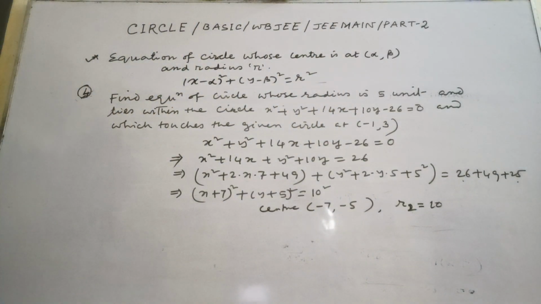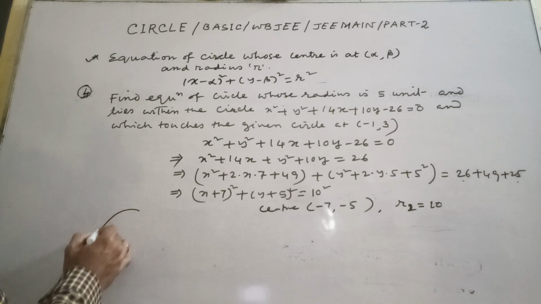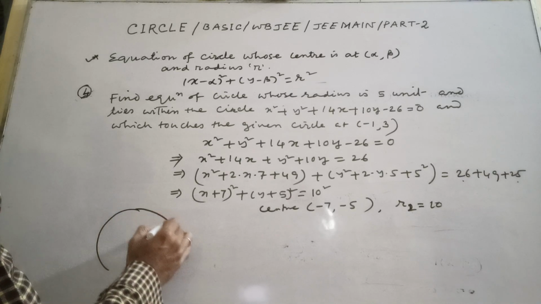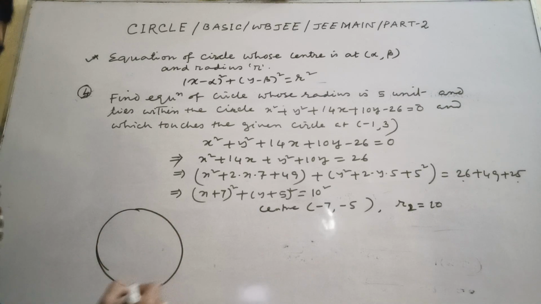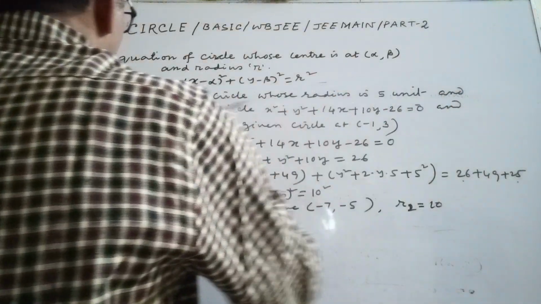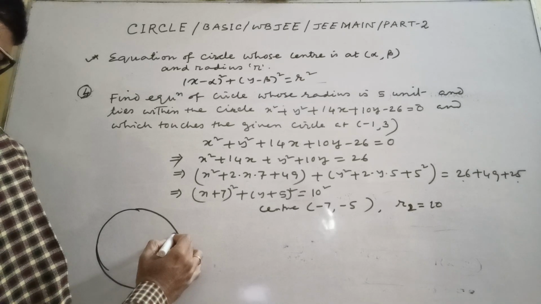Now, draw the figure. Find the equation of a circle whose radius is 5 and lies within the circle. It lies within the circle.